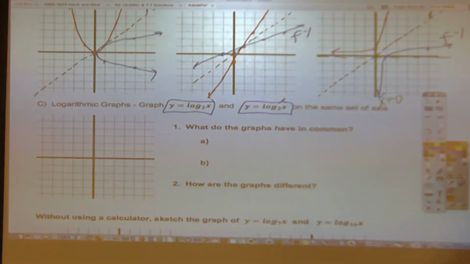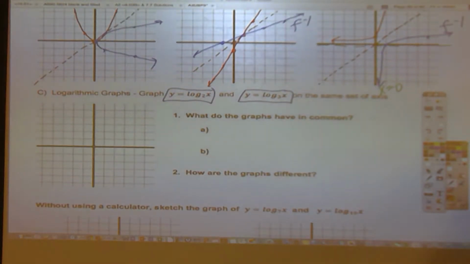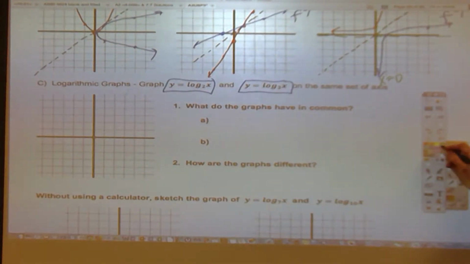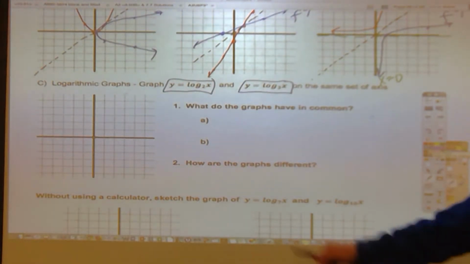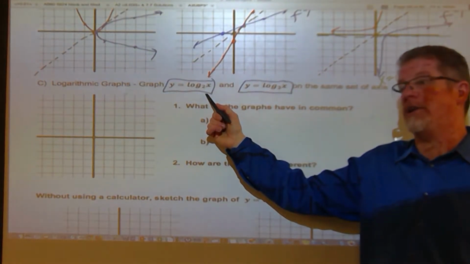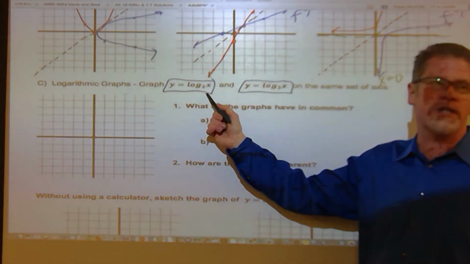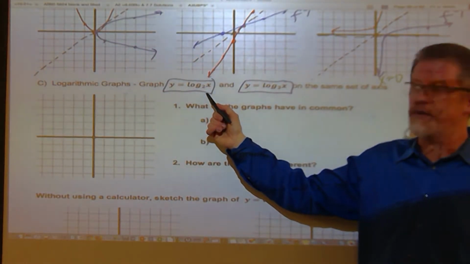Let's look at this new parent graph. It's not y equals x squared. It's not y equals 5 to the x. The log base 2 of x parent graph, get to know it because we're going to be taking this parent graph and shifting it up, down, left, and right, reflecting it over the x-axis. We're even going to reflect it over the y-axis. You ready for this? Here we go.